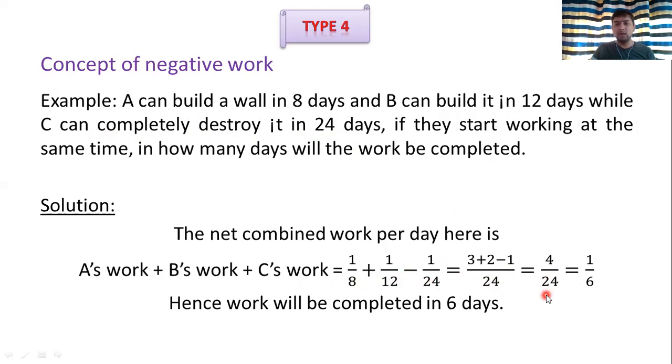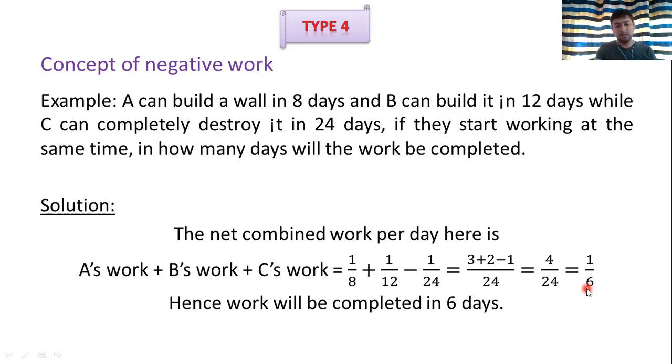You will get 4/24. Okay. So 8 into 3 is 24, and 12 into 2 is 24. So 4/24, which is equal to 1/6. That means in 1 day, they can complete 1/6th part.